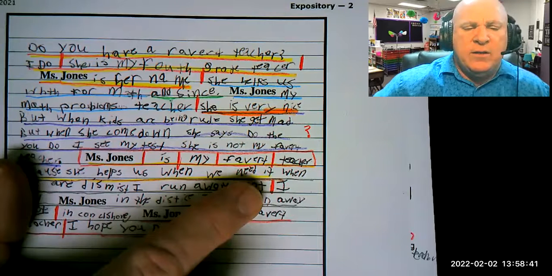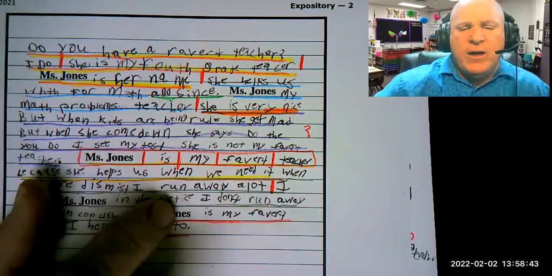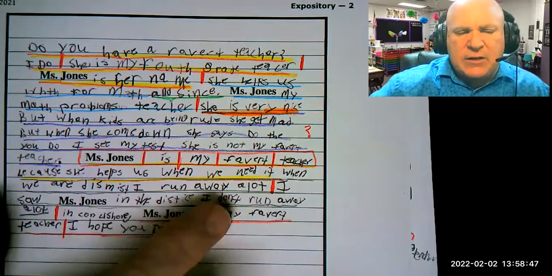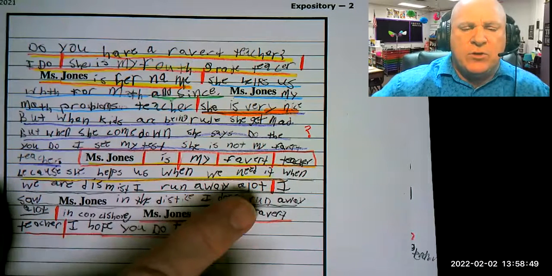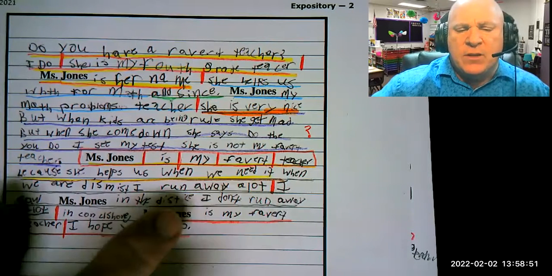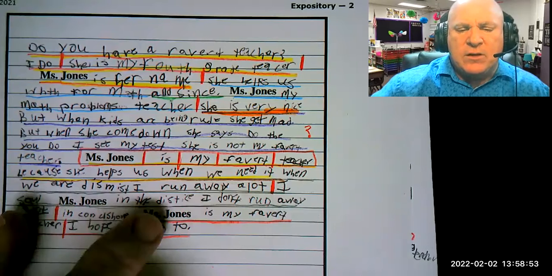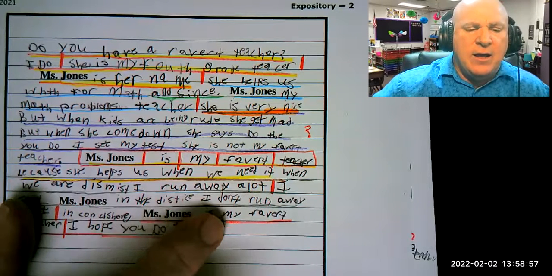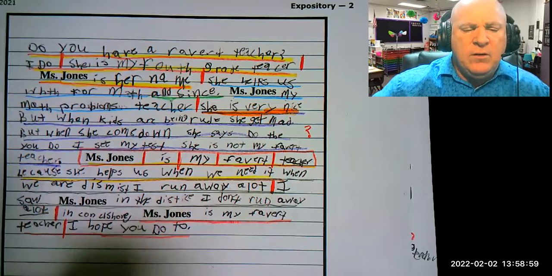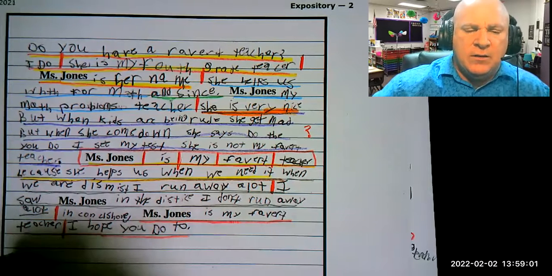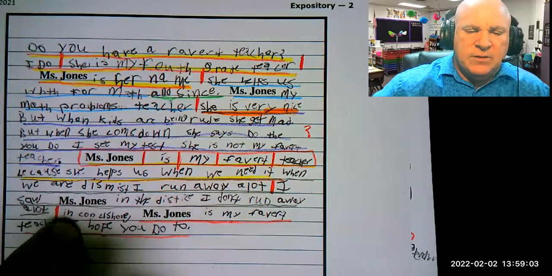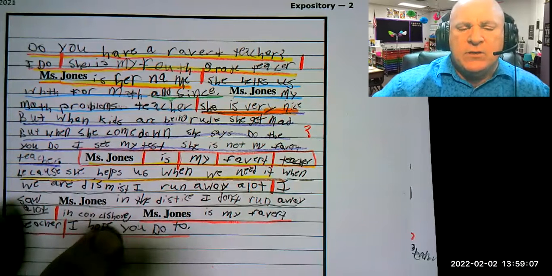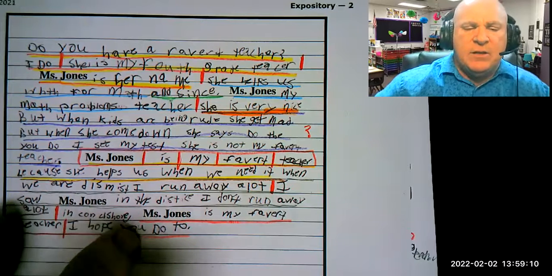When we are dismissed, I run away a lot. I saw Mrs. Jones in the distance. I don't run away a lot. In conclusion, comma, Mrs. Jones is my favorite teacher.